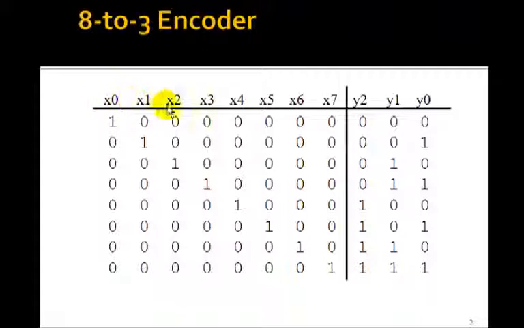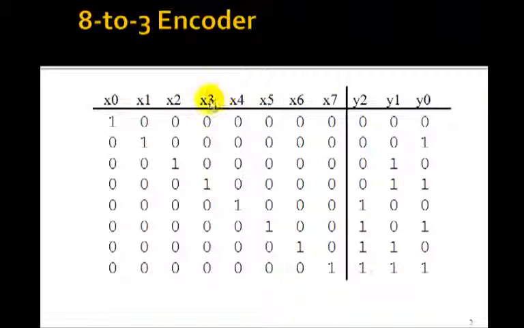Remember, only one of these inputs, x0 to x7, is 1, and then the 3-bit output encodes the input. So if x3 is 1, we get a 3 output. If x5 is 1, we get a 5 output. So how can we do this? Well, suppose we take a for loop, say 0 to 7.